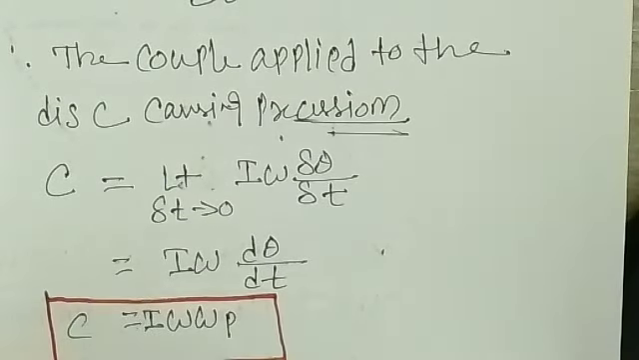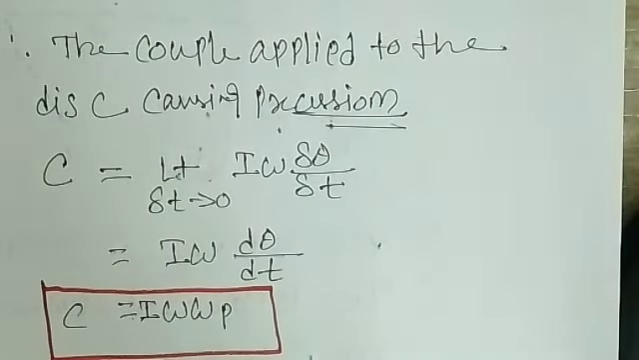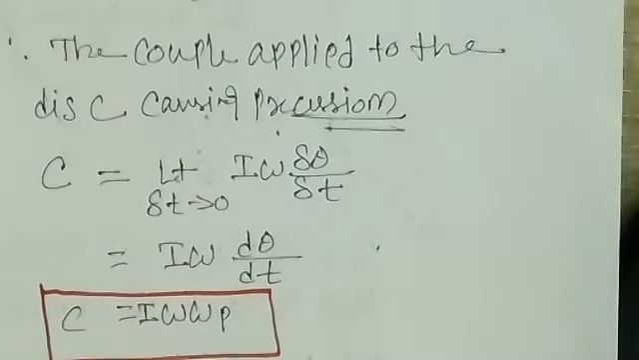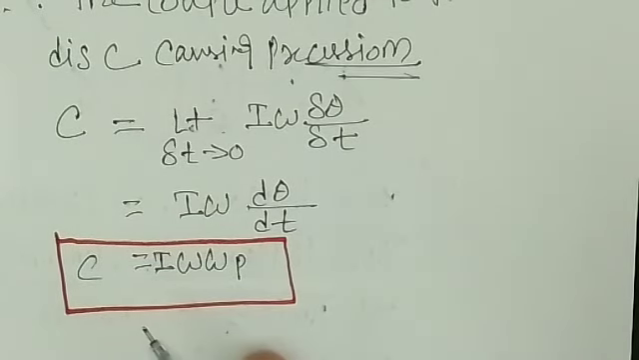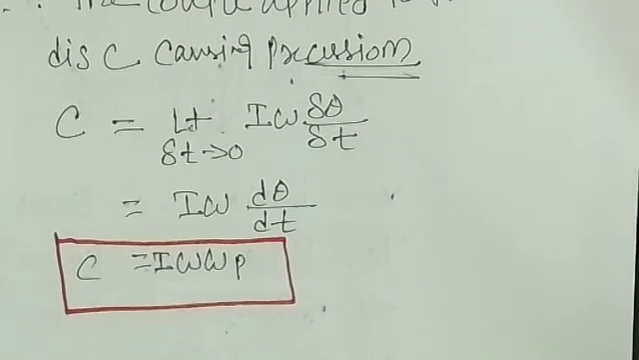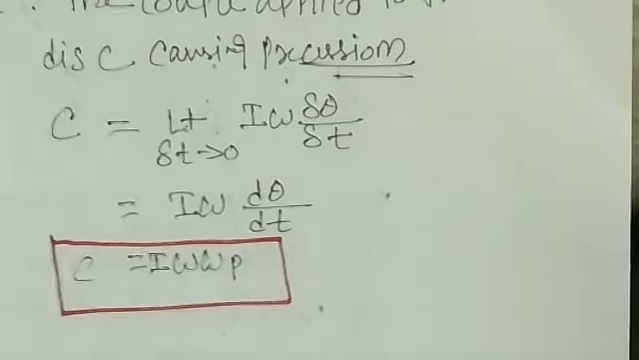In case of precession, when the disc or body is in precession, the gyroscopic couple is I omega omega p, where I is the mass moment of inertia, omega is the angular velocity, and omega p is the angular velocity of precession. Whenever you have to find the magnitude of the gyroscopic couple, you use this equation. The gyroscopic effect we discuss in case of aeroplane, naval ship, as well as four-wheelers and two-wheelers.